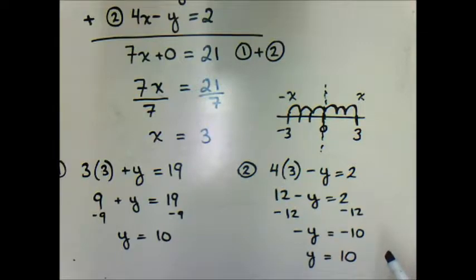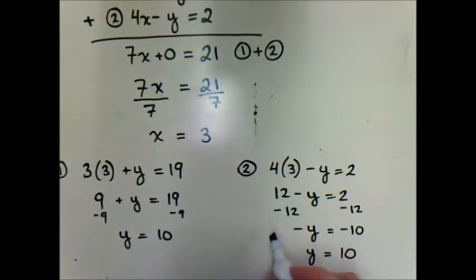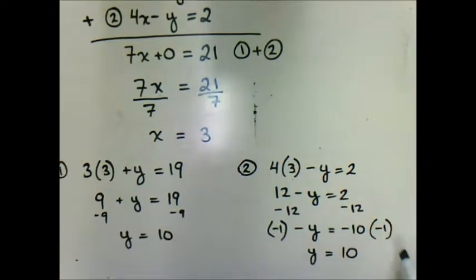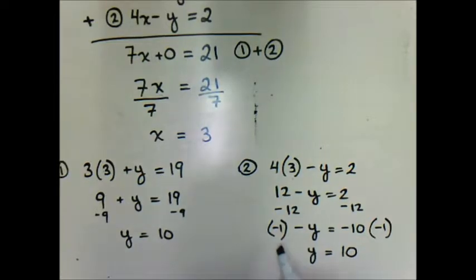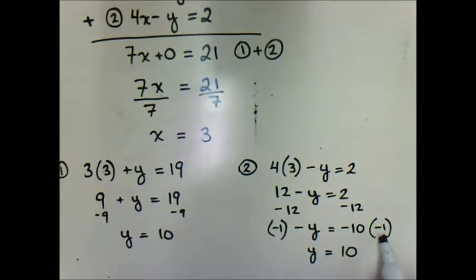Does that make sense? Otherwise, algebraically, what's really happening is I'm multiplying this side by negative 1 and multiplying this side by negative 1. I'm doing the same thing to both sides. Well, negative 1 times negative y is y. And negative 10 times negative 1 is positive 10.